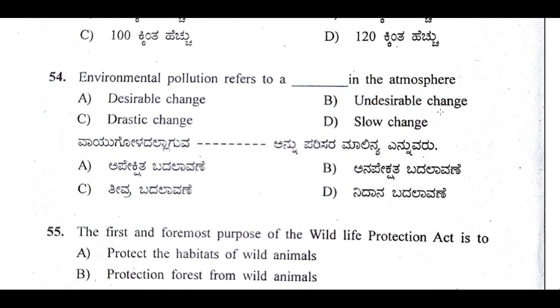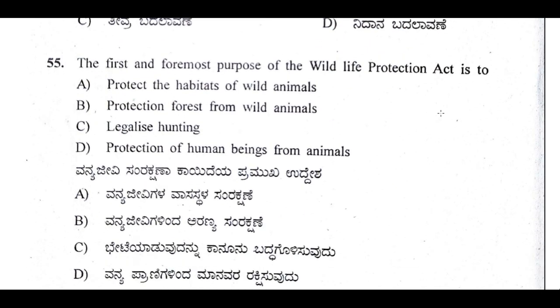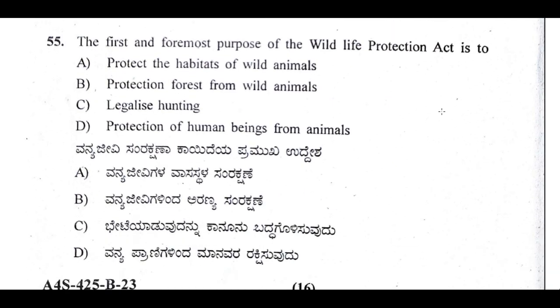The first and foremost purpose of the Wildlife Protection Act is to, option A, protect the habitats of wild animal. Option B, protection of forest from wild animals. Or is it C, legalize the hunting? Or option D, protection of human beings from animal.